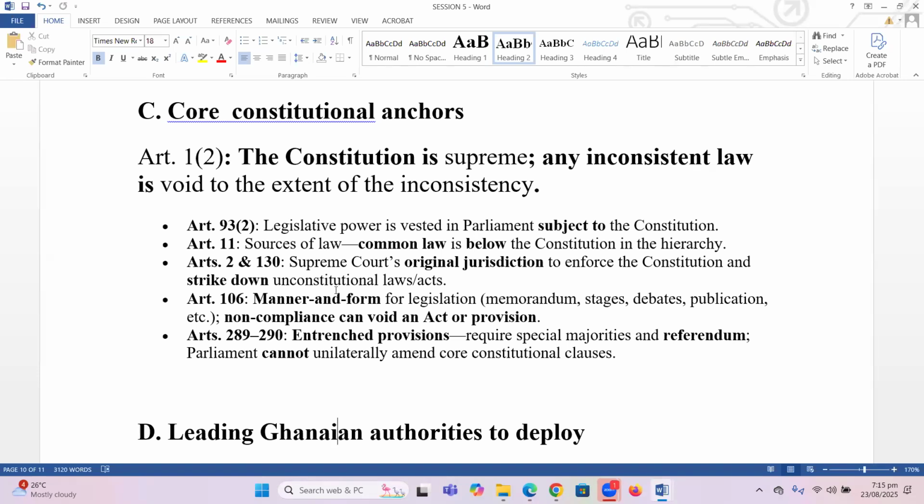Constitutionalism, as we know, is the idea that there should be a limit on the exercise of governmental power, and that we have substantive constitutionalism, procedural constitutionalism, and institutional constitutionalism. So, Article 106, for example, provides a clear example of procedural constitutionalism. That is to say that despite the fact that Article 93, Clause 2 of the Constitution confers legislative power on Parliament. Yes, Parliament has the power to make laws for Ghana, but it cannot exercise the power anyhow.